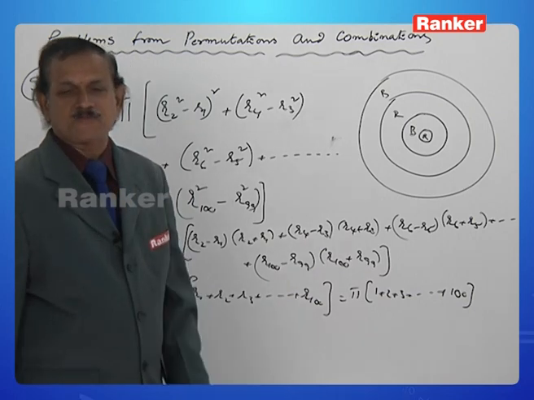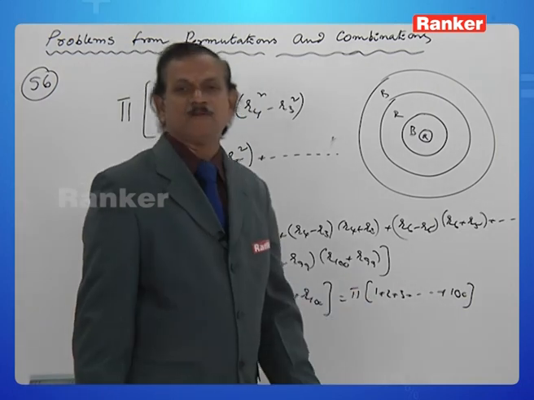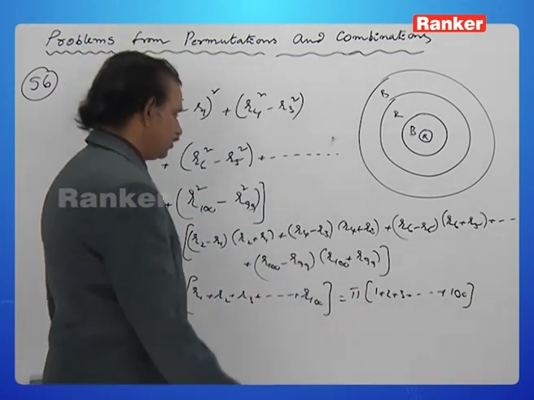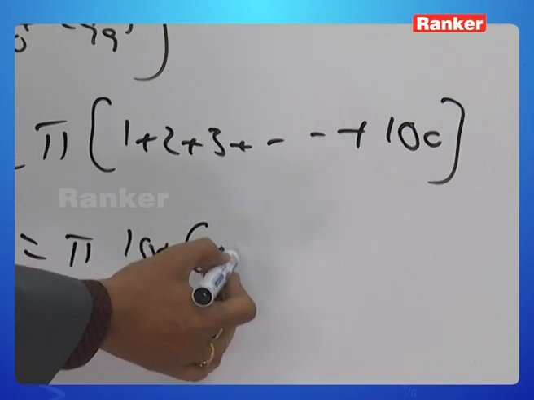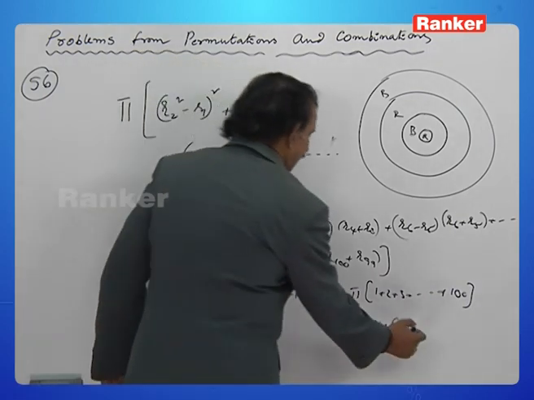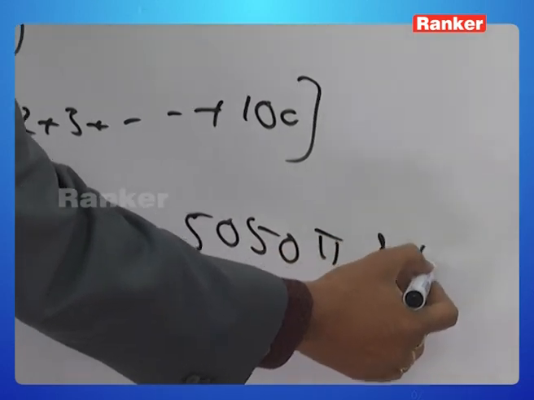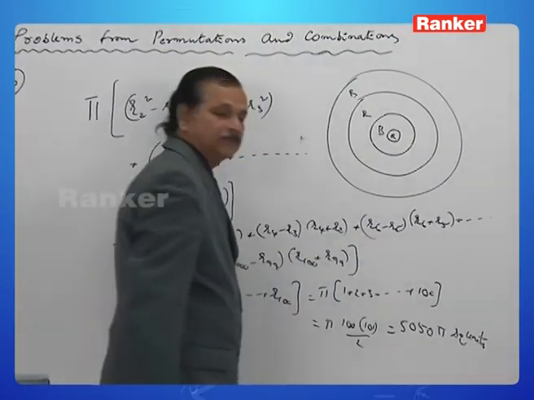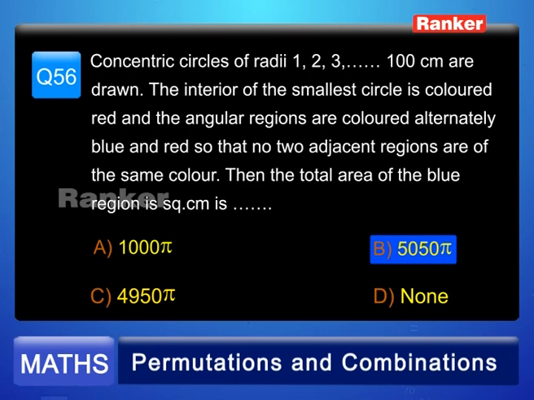And it is an easy matter, of course, to estimate that using the formula n into n plus 1 by 2, as it is just the sum of 100 successive natural numbers. It can be estimated as pi into 100 into 100 plus 1 by 2. But 100 by 2 is 50. 50 into 101 is 5050 pi. So many square units. So what is the right option? Option B is the right option and the right answer is 5050 pi square units. Option B is of course the right option.